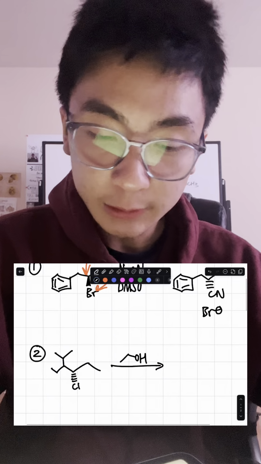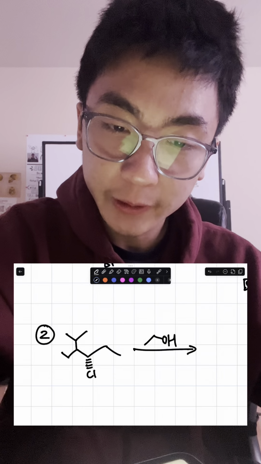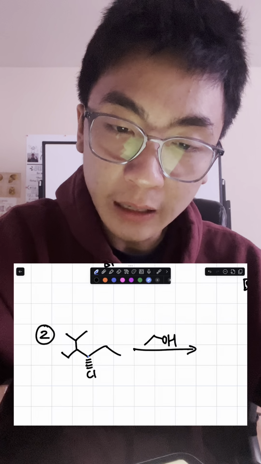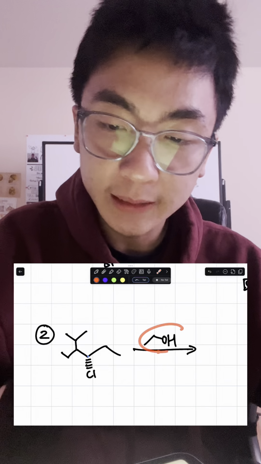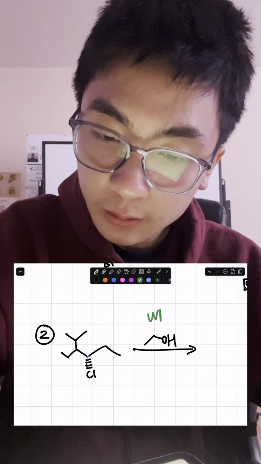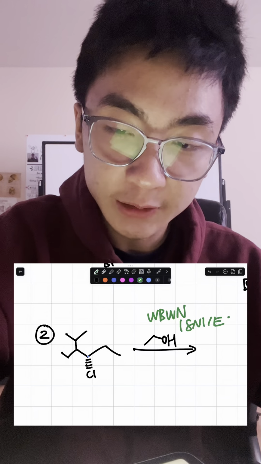Moving on to the next one, we see that we have a secondary substrate with a good leaving group, chlorine. So then we have to determine what the nucleophile or base strength of this ethanol is. It is a weak base, weak nucleophile. So this is a big indicator for SN1 and E1 reactions, right?